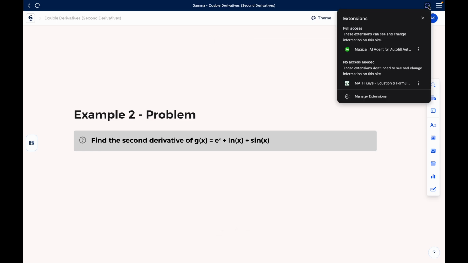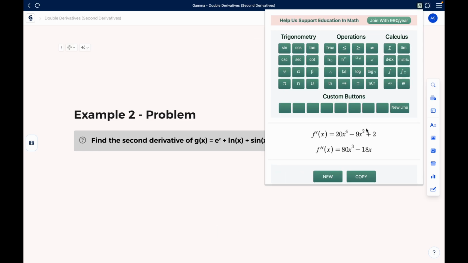Now, first we have to find the first derivative before we can find the second derivative. As I said in the last example, that's pretty much going to be the standard path. So let's go step by step. The first derivative of e to the x is e to the x.